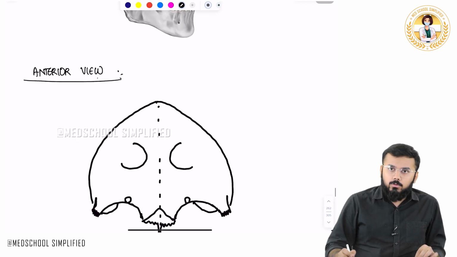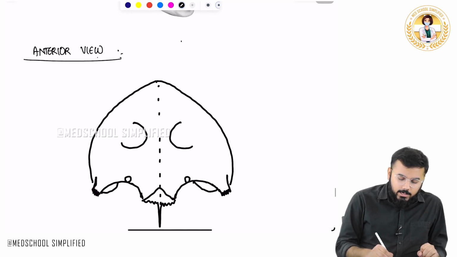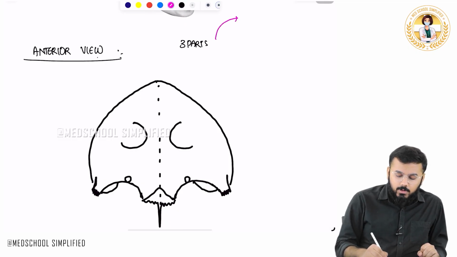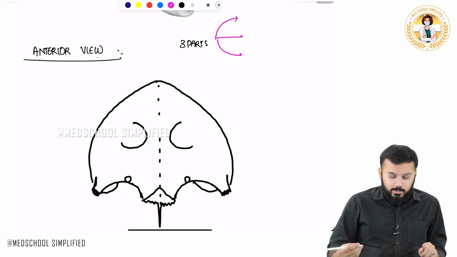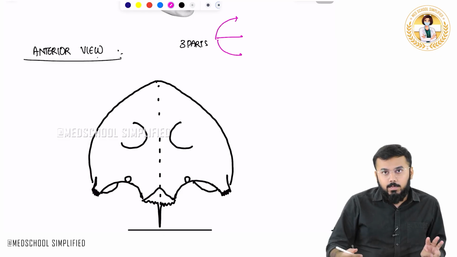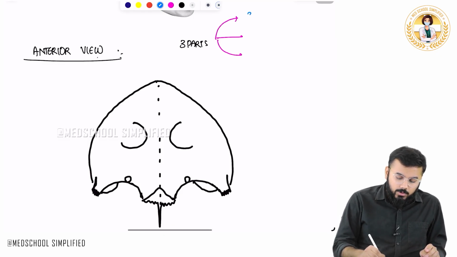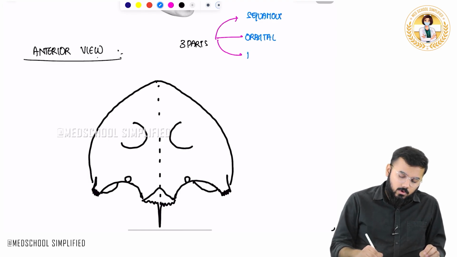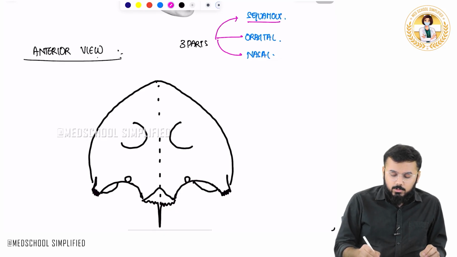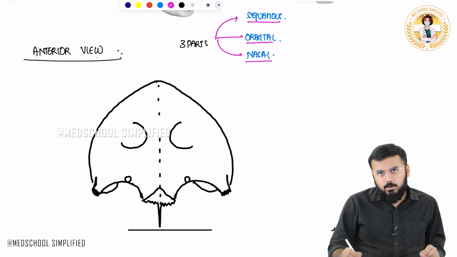Within this frontal bone, there are actually three parts of the frontal bone. What are the three parts? As we have discussed in the previous lectures on different bones, we have discussed the parts of each bone, right? In the same way, in the frontal bone, there are three parts. One is called the squamous part of the frontal bone, next is the orbital part of the frontal bone, and next is the nasal part of the frontal bone. So three parts: the squamous part, orbital part, as well as the nasal part of the frontal bone.